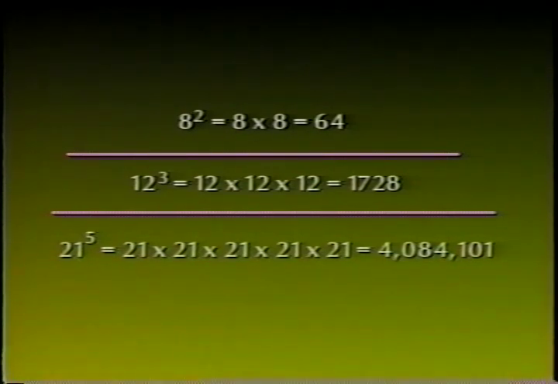Power is also called an exponent and signifies how many times a base number is to be multiplied by itself. If an exponent is 5, this signifies a number raised to the fifth power. As shown in the graphic, 21 to the fifth equals 4,084,101. All handheld calculators perform exponential operations with simple keystrokes, so we will spend no further time on the topic.